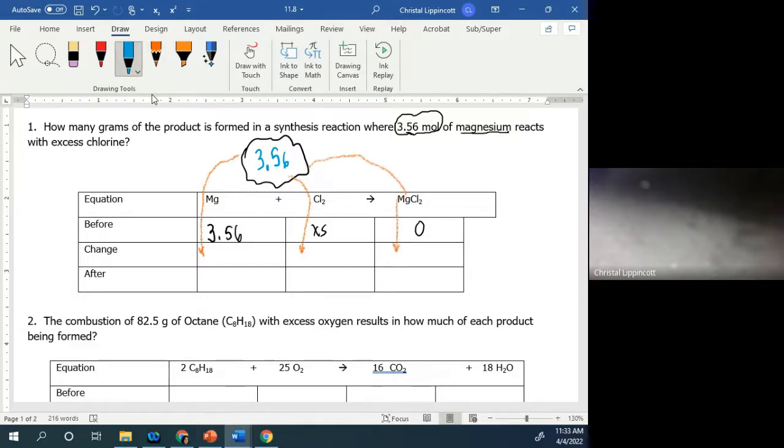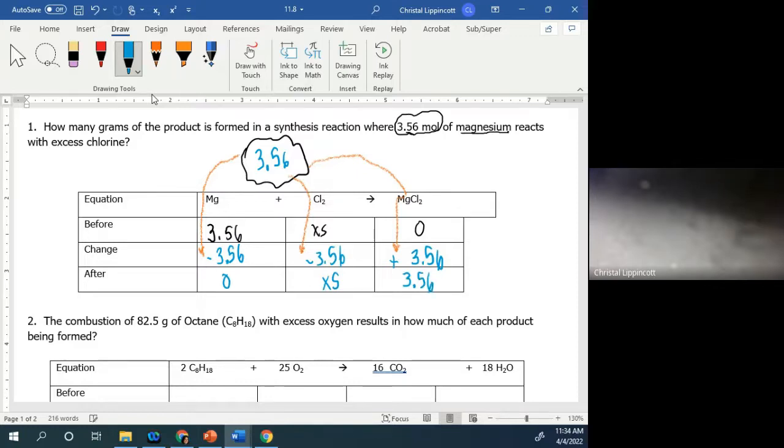So this is going to be subtracting, because we're using the reactants up to form the products. So 1 times 3.56 is 3.56. 1 times 3.56 is 3.56. And here it's going to be a positive because this is the stuff we're making, and that's going to get multiplied by 1 as well. So this is going to have nothing left over. We'll have an excess amount here, and here we'll have made 3.56.